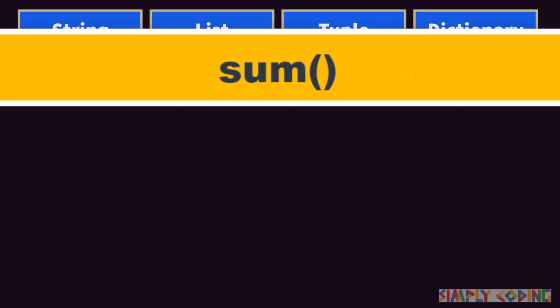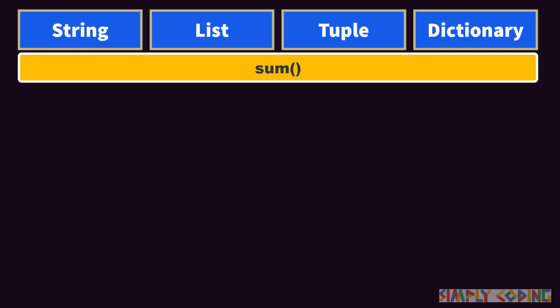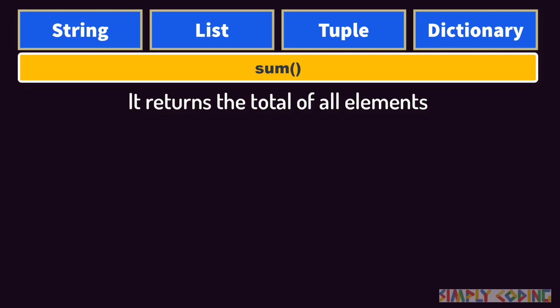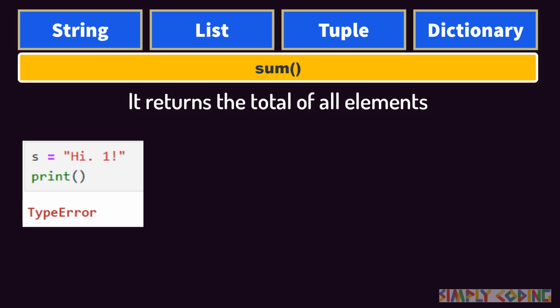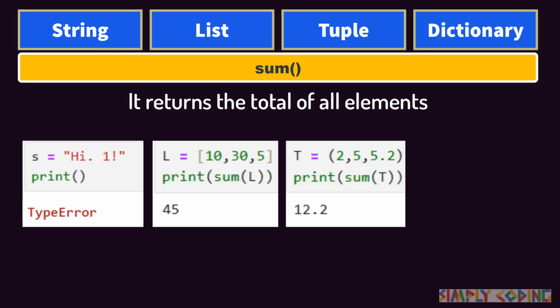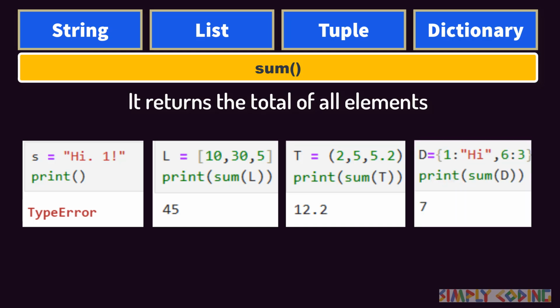Now let's see sum function. It returns the total of all the elements. It does not work for string. But for list and tuple, it will add up all the elements provided they are int or float. For dictionary, it will add up only the keys. Here too provided they are only int or float.